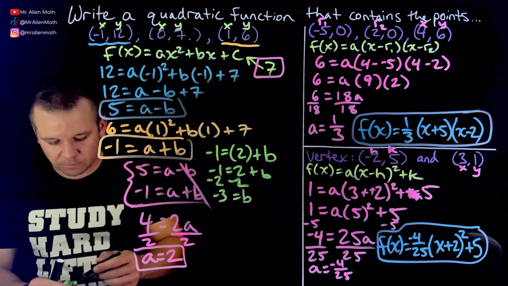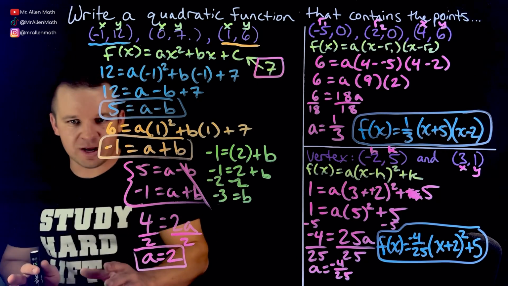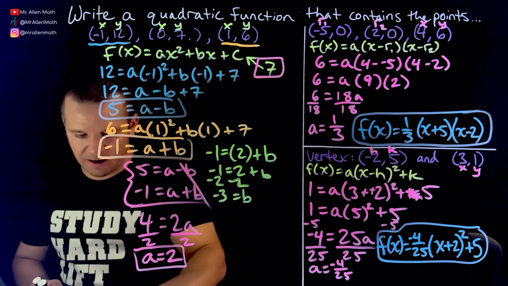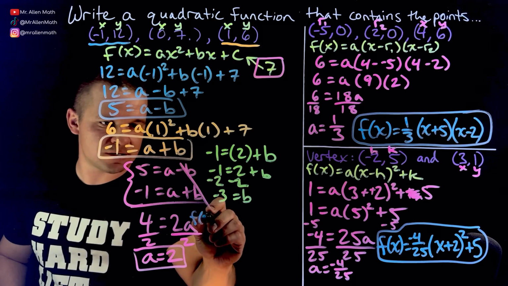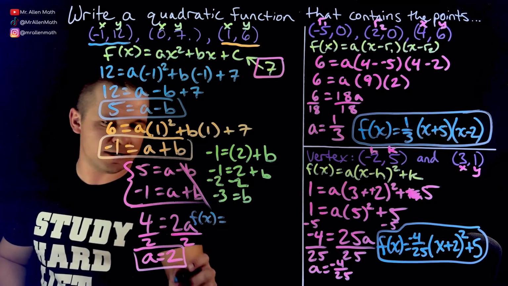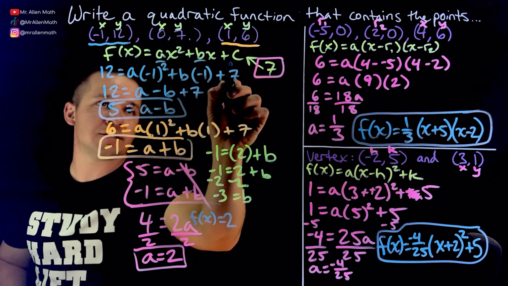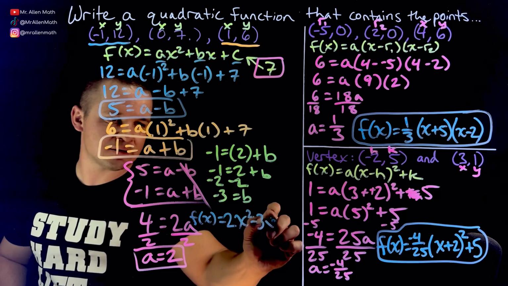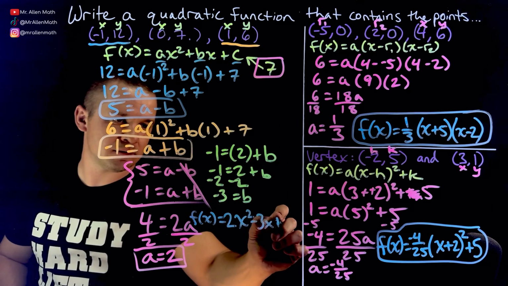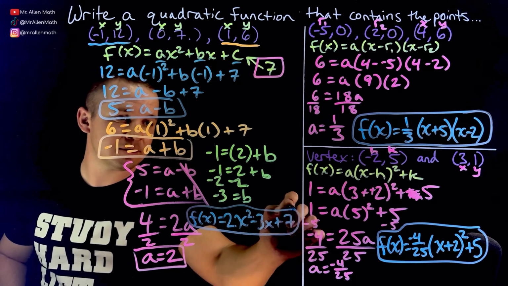And now we are ready to write our final function here. I think I have enough room right here. All right, we're going to do it in blue. So I have f of x, or g of x, or h of x, or whatever you want. 2 for a, right? I'm putting the a, b, and c in. 2x squared minus 3x plus 7. That right there, folks, is it.